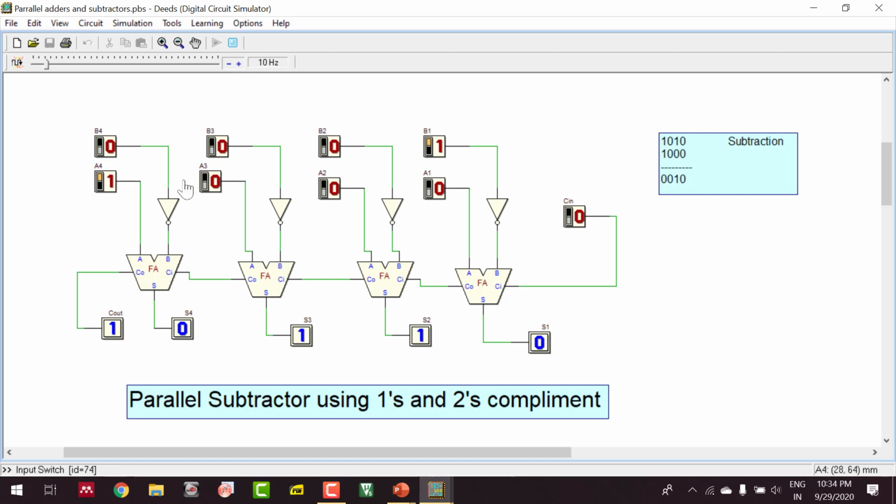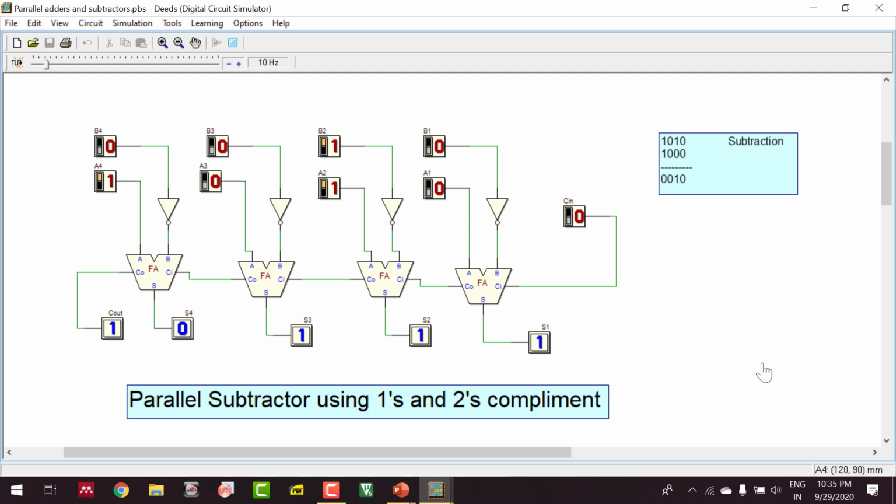Instead of 8, let me take 10 minus 2. So A is 1010, that is 10, and B is 0010, that means 2. You are supposed to get 8, but if you look here, you are getting only 7. But if you look, there is a carry out. Whenever you see a carry out, you are supposed to add this carry out to the LSB. If you add it here, you are going to get 1000. That means you are going to get 8. That means 10 minus 2 will be 8.